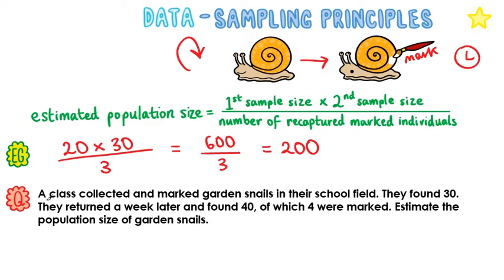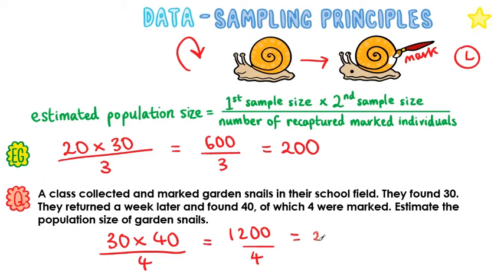Ready? A class collected and marked garden snails in their school field. They found 30. They returned a week later and found 40, of which 4 were marked. Estimate the population size of the garden snails. So we start with the first sample size, which was 30, and we multiply it by the second sample size, which was 40, and then we divide it by the number of recaptured marked individuals, which was 4. So 30 times 40 is 1,200, divided by 4 gives us an estimated population size of 300 snails.